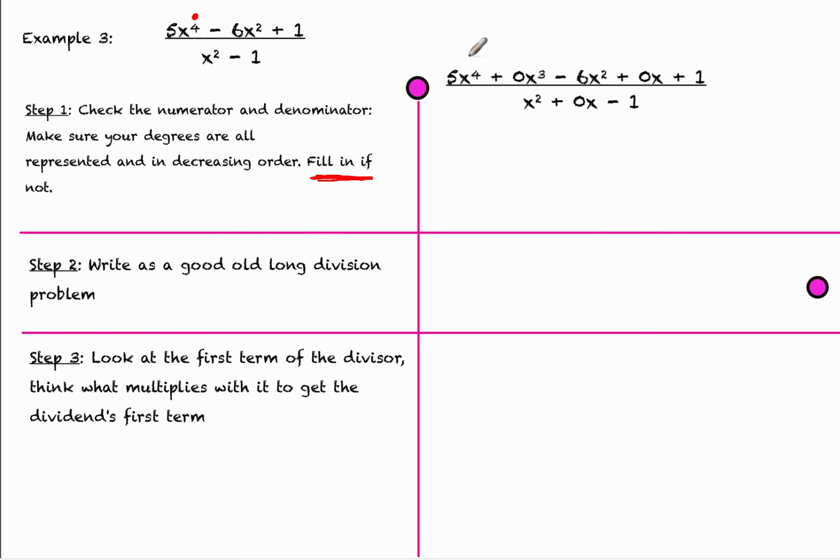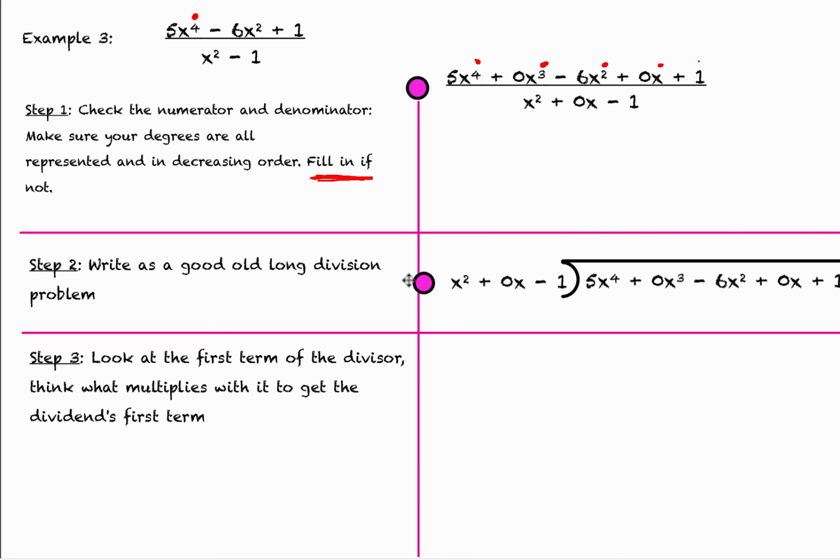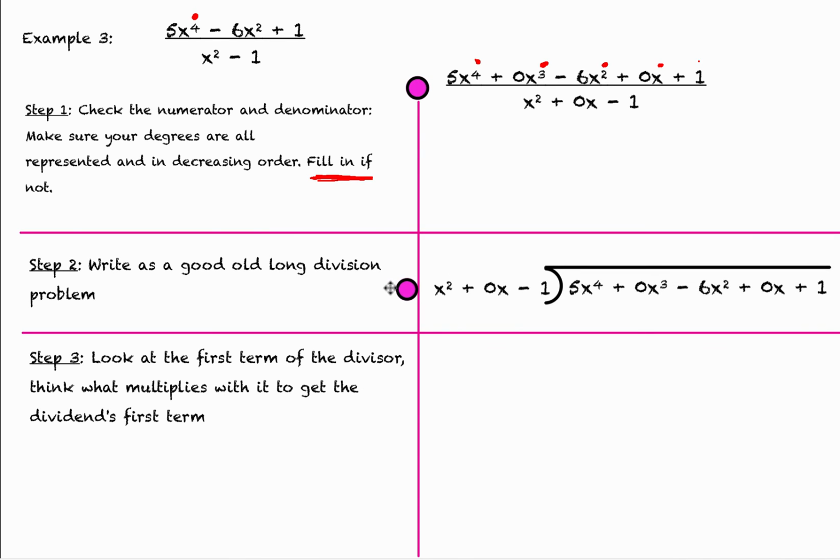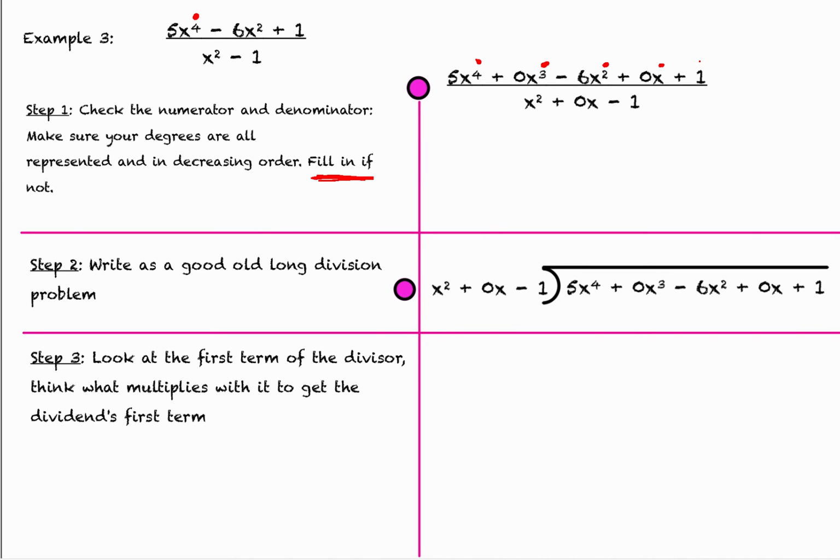Okay, I'm going to rewrite this. x to the fourth. There is no x to the third, so that means it must be multiplied by 0. x squared. There is no x, so it must be multiplied by 0, 1. And even the denominator, I'm going to write out x squared plus 0x minus 1. Write it as a division problem. All right. Here we go again.